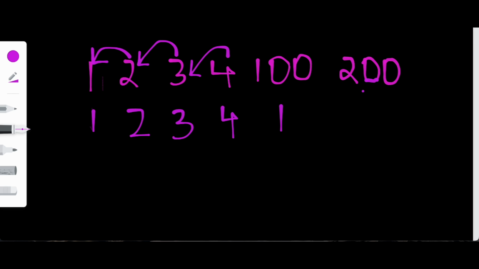And similarly for 200 also, I'll check what is my previous number. Is it equal to current number minus 1? Is it equal to 199? 100 is not equal to 199. So which is why I'll simply do 1 plus 0, which is 1.